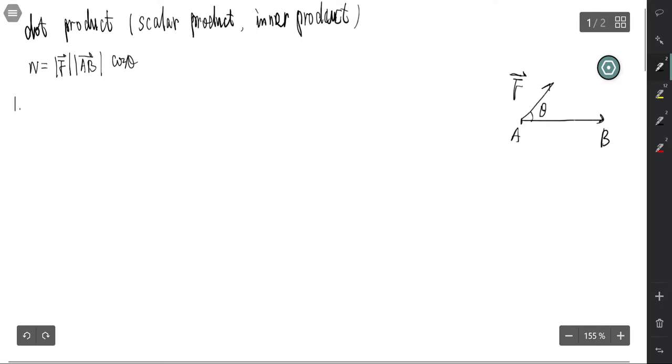First, we have the definition of dot product. The dot product of two vectors, A dot B. The definition is the length of A times the length of B times cosine theta, where theta is the angle between these two vectors. That's the definition, from the geometric view.